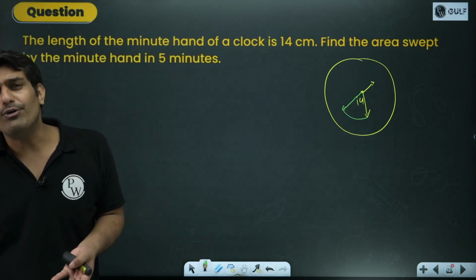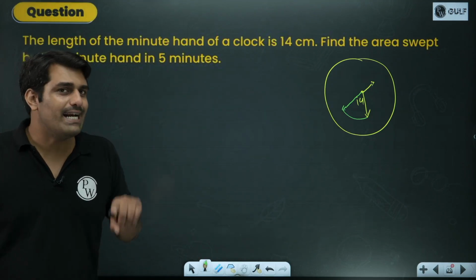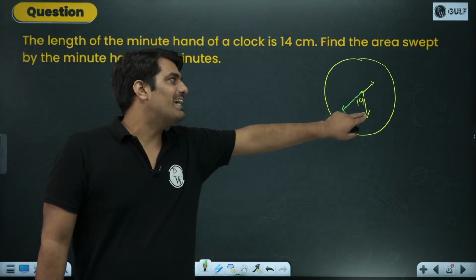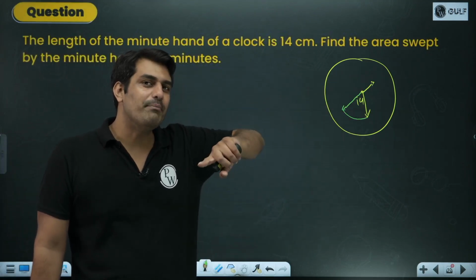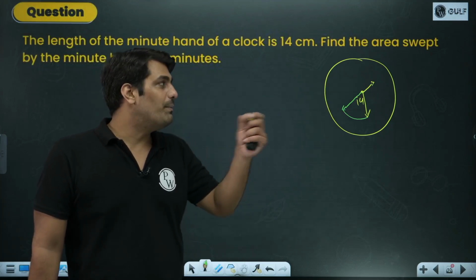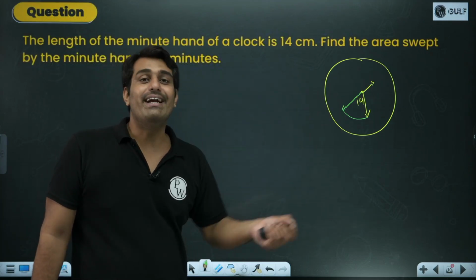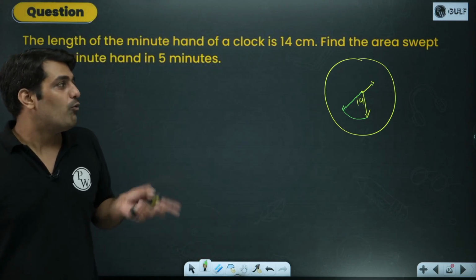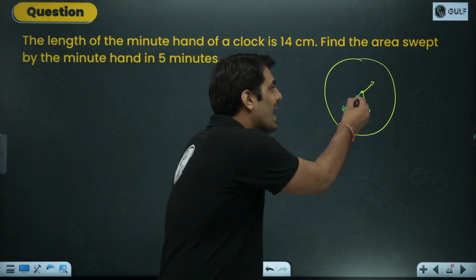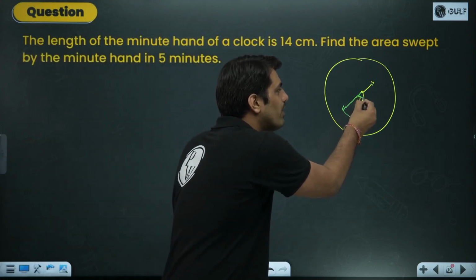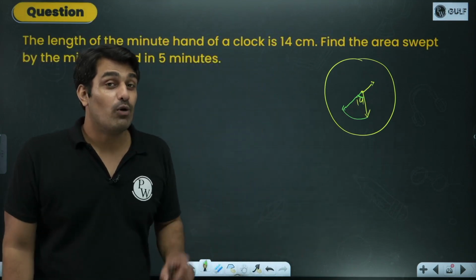So what do we need to do? Two basic things. Radius: the length of the minute hand is given, and the minute hand sweeping the area is basically the radius of that particular circle. What about the central angle, sir? How much angle would be formed over here? This is the important thing missing here. Can you think about it?